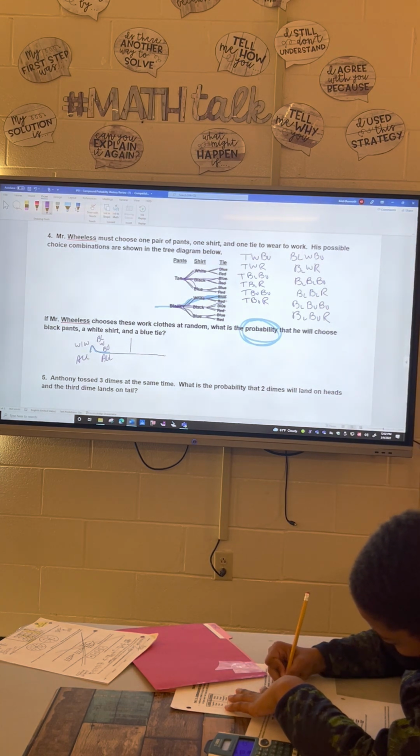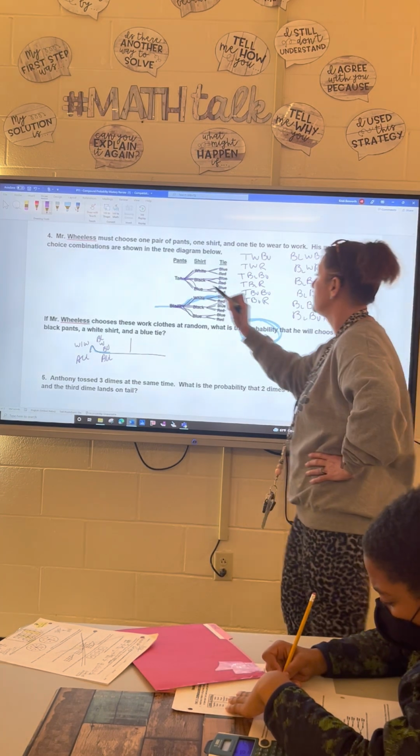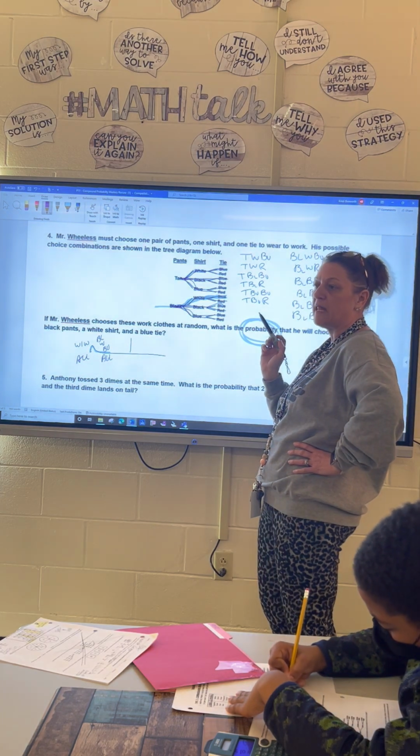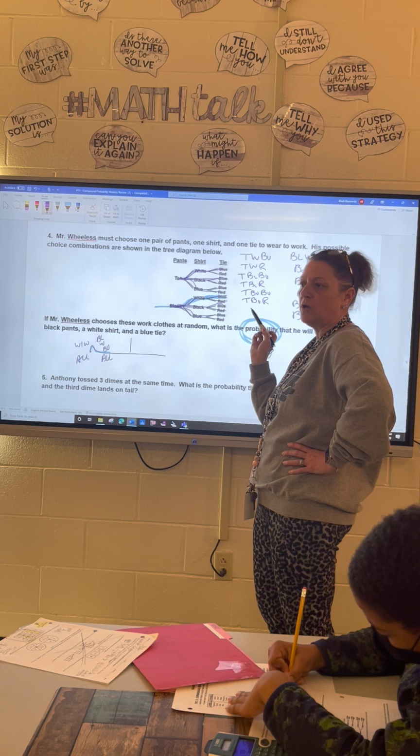Those are all of my combinations. What's the matter? Did you get all that? Did you see what I did? All I did was follow the lines. Tan, white, blue. I'm just using BU for blue and BL for black, just so I don't have a BB.